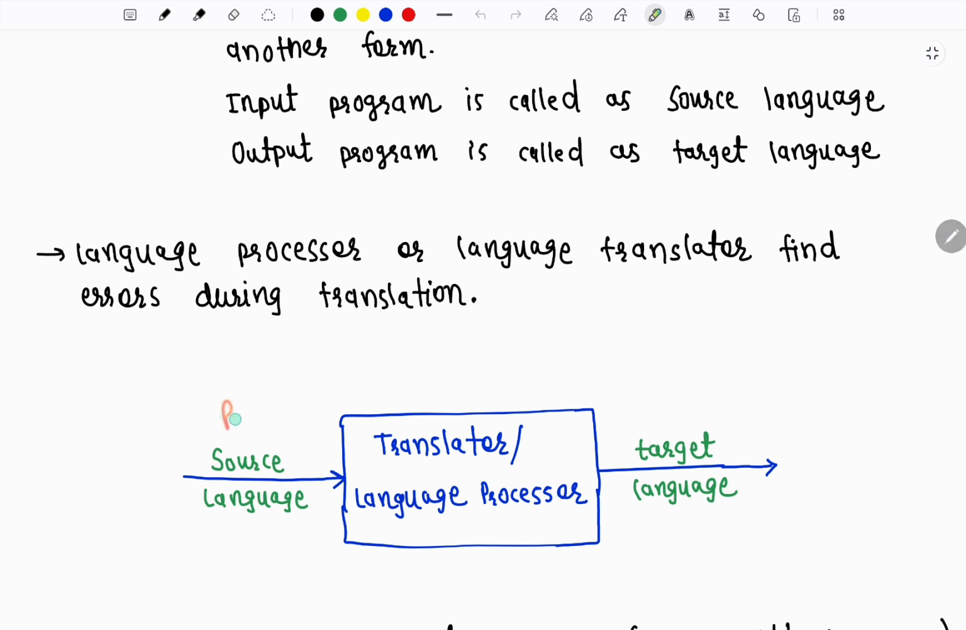If we write a program in Python language, the Python translator, that is the language processor, converts the Python program into the form that the computer can understand and execute. Now, one important point we need to understand is that a language processor not only translates programs but also detects and reports errors during translation. If there is a mistake in the program, the translator informs the programmer.